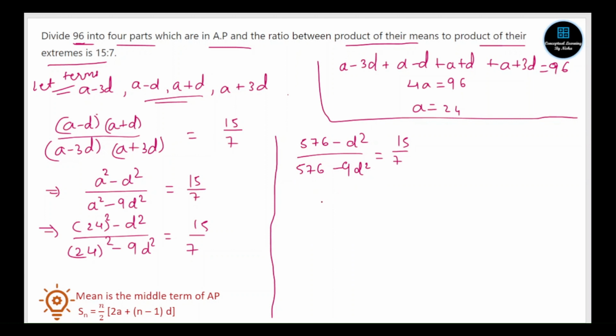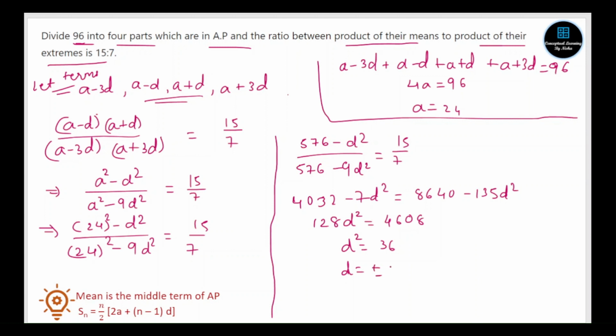So what do we get? 4032 minus 7d square equals, when I multiply it by 15, I'll get 8640 minus 135d square. Don't forget to multiply this also by 15. When you simplify, we'll get 128d square equals 4608, and d square equals, on simplifying this, 36. So the value of d is equal to plus or minus 6.